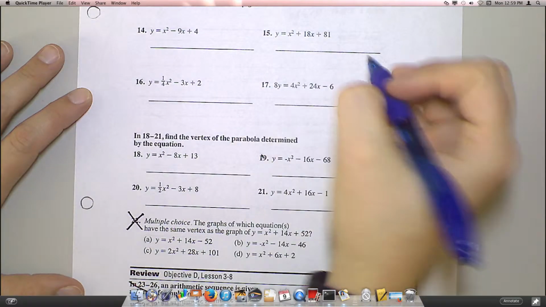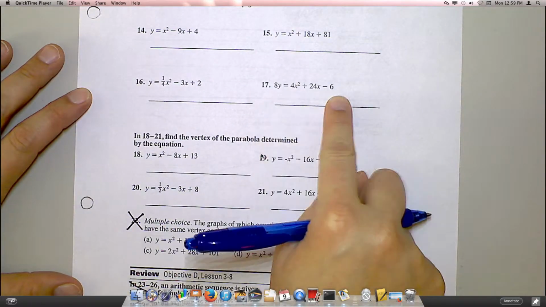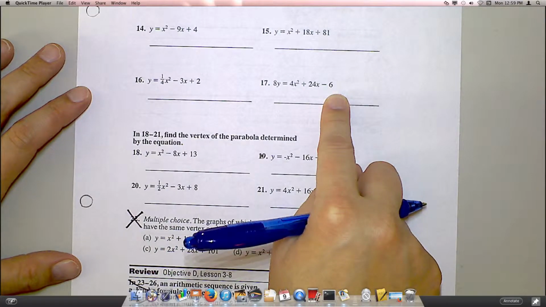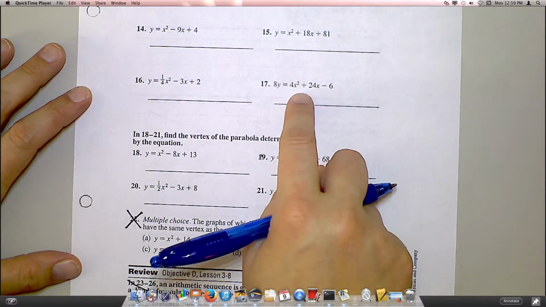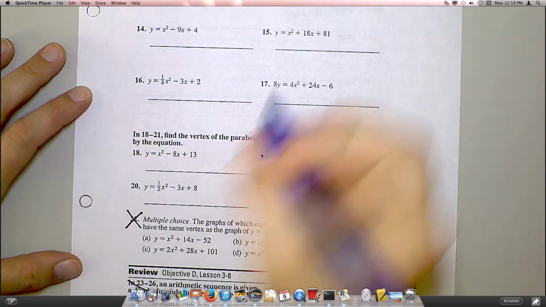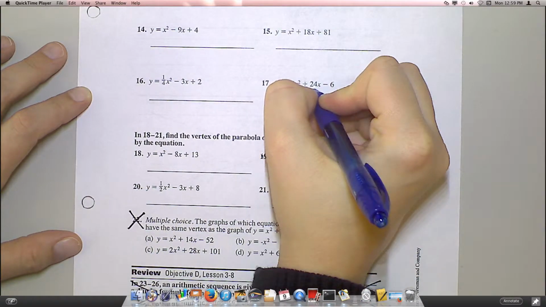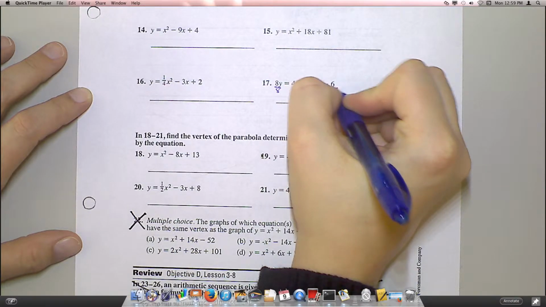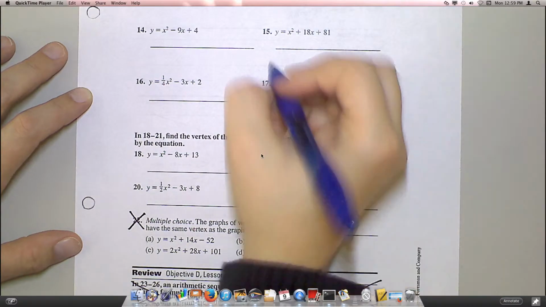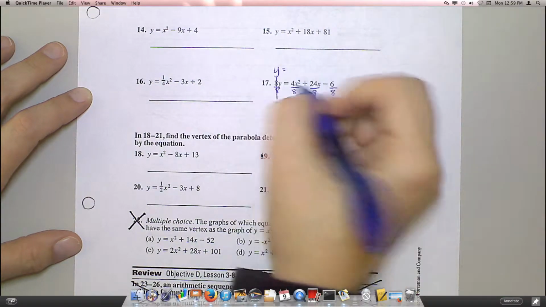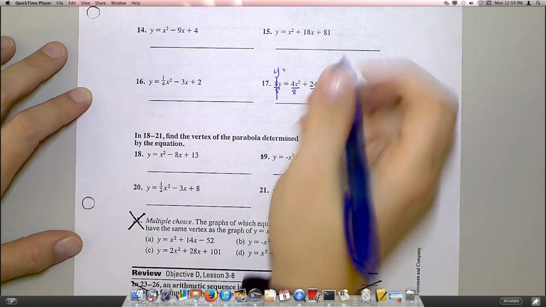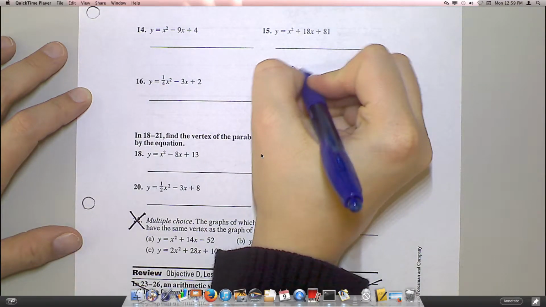17. The problem with this equation right now is that it's not in standard form, right? It's got that 8 in front of the y. So before I can start anything, I need to divide everything by 8. Okay, so that's going to give me y equals 4 divided by 8 is 1/2, which I'm going to write as a 0.5.